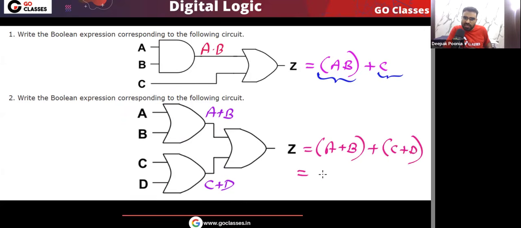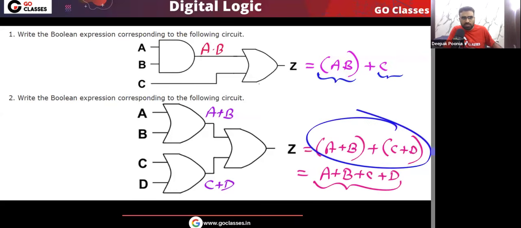Okay, so ultimately I can easily say A or B or C or D, because we already know that OR operation is associative. Yes or no? So here you can directly say A or B or C or D. I hope you understood.